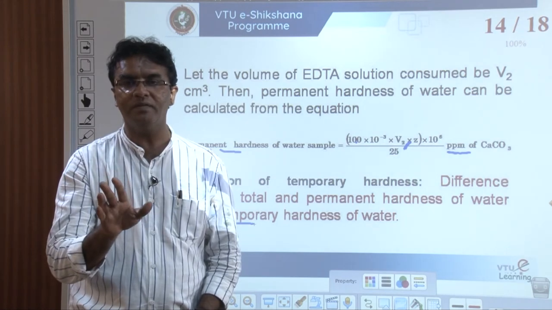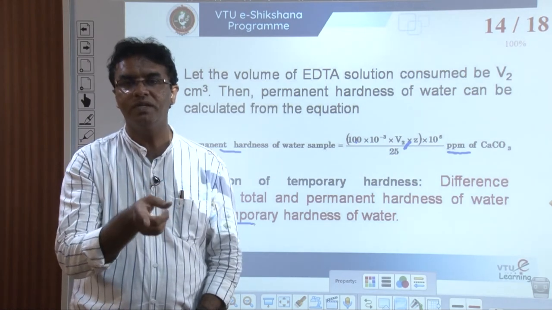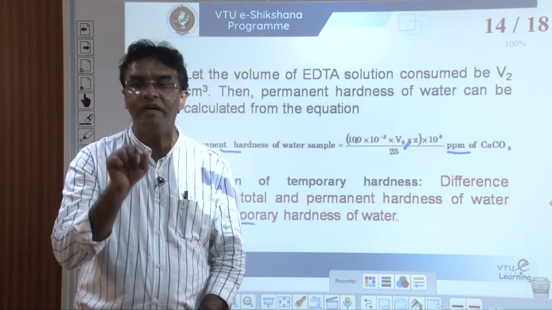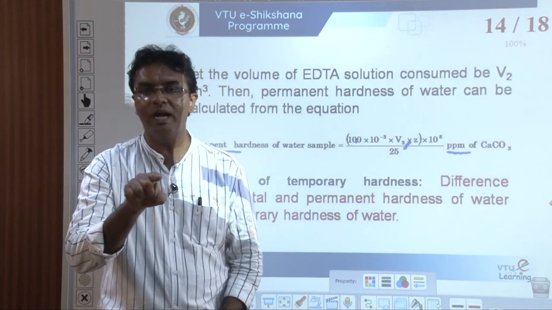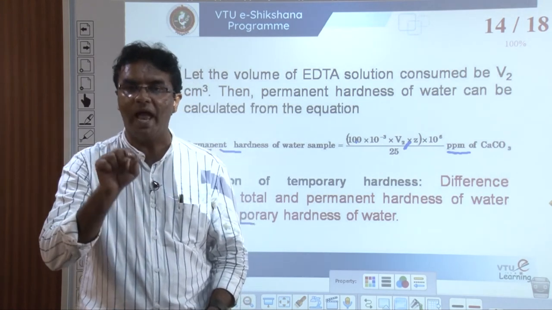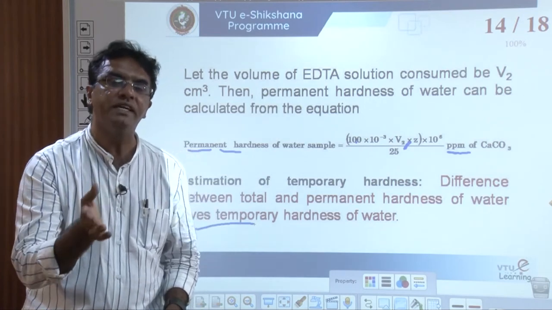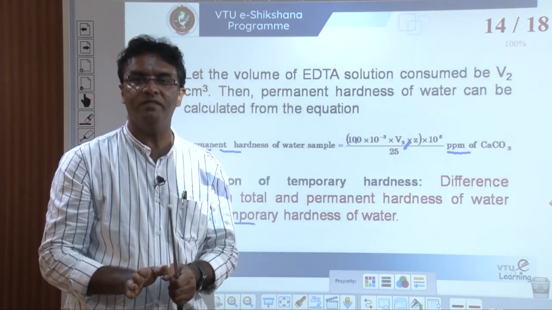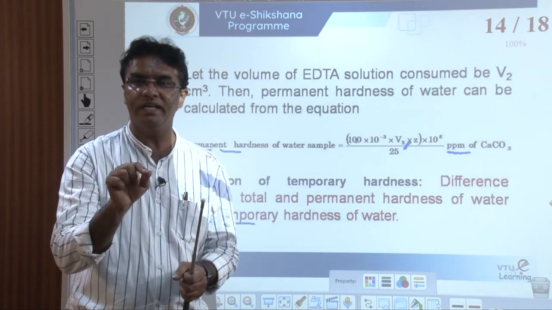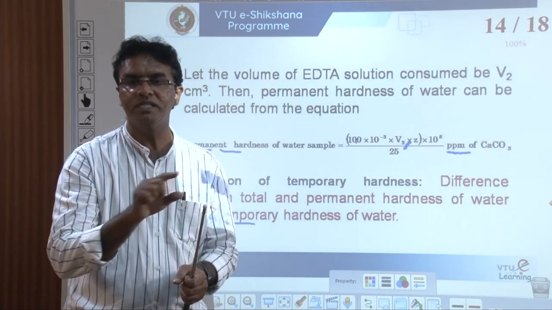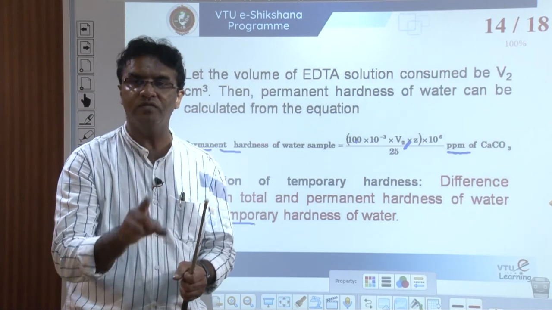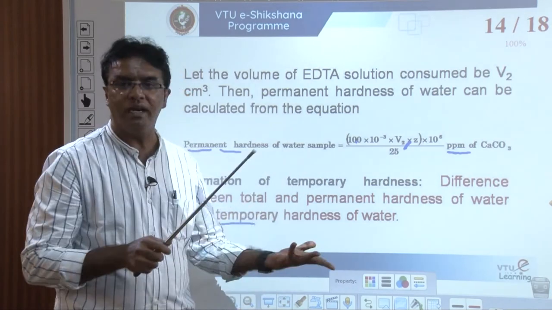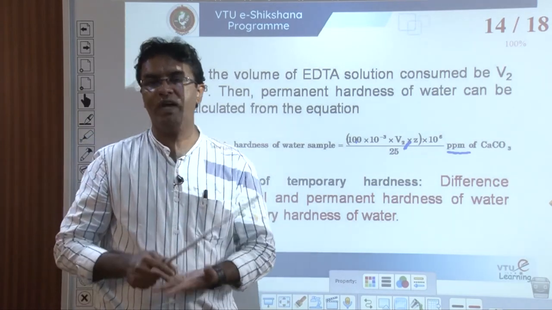Once you boil it, bicarbonates of calcium and magnesium will be removed, and filter it out. To the filtrate, add ammonia, ammonium chloride buffer, add a pinch of Eriochrome Black T indicator, titrate against same EDTA, you're getting the end point from wine red to blue, note down the reading, let's call it as V2 cm cube, substitute the value of V2 in the formula, calculate it, you are going to get permanent hardness value.